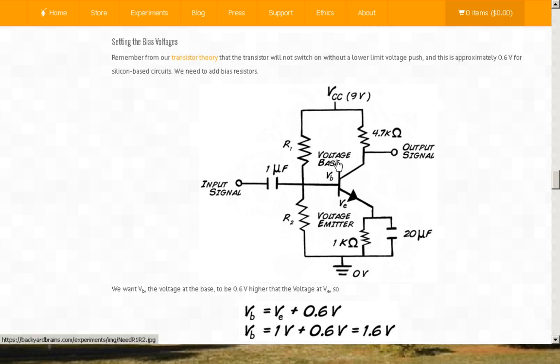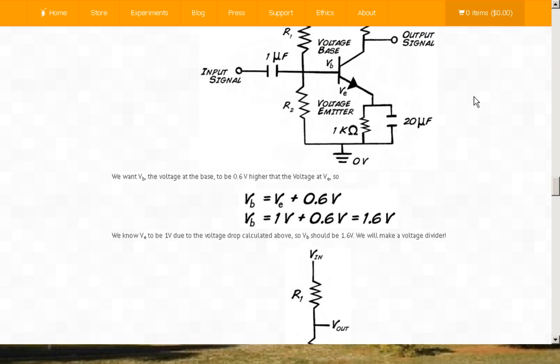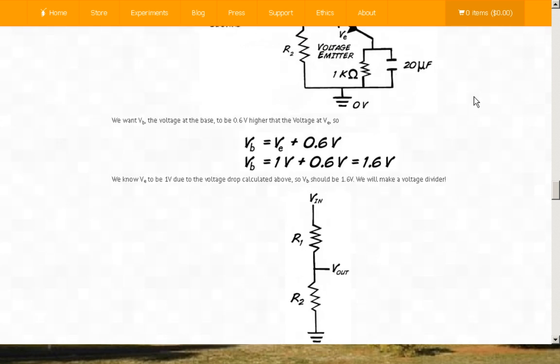This also is called a BJT, which is a bipolar junction transistor. We also have FETs, which are called field effect transistors. They're more sensitive and act differently, but they have the same setup in the amplifier section.